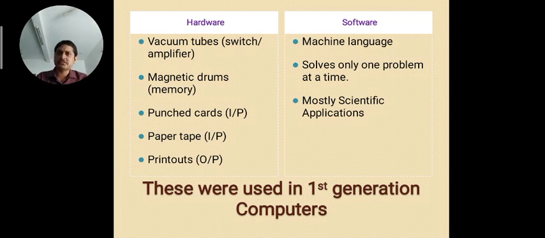The software used in the first generation computer was machine language. Machine language is known as a not user friendly language. Means if you wish to code, you have to memorize lots of things, then only you can code. Machine language was directly understandable by the machines. That's why it is known as machine language. Then it was used to solve one problem at a time. Means that time the first generation computer was not multitasking. At a time they were able to solve only one problem, and mostly it was useful for scientific applications. Initially it was used for scientific applications only.